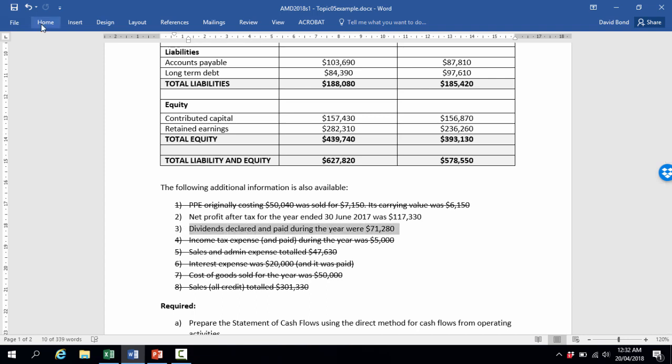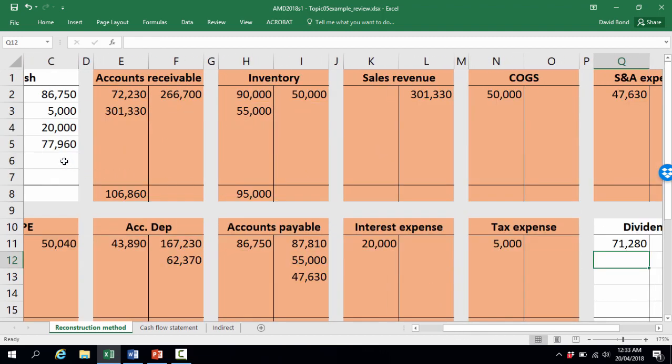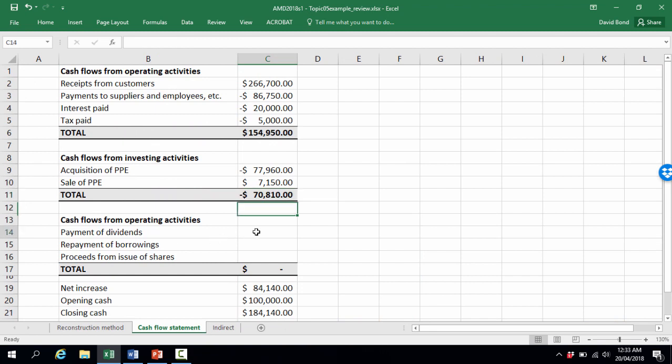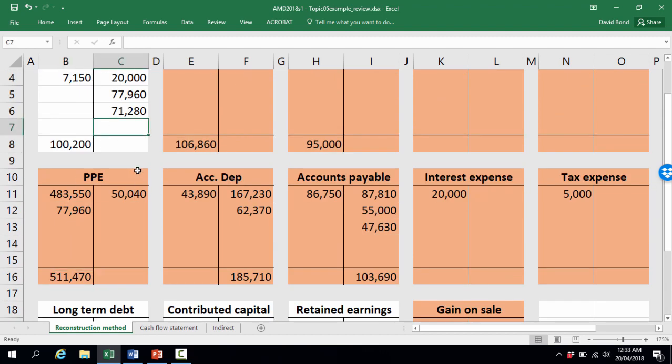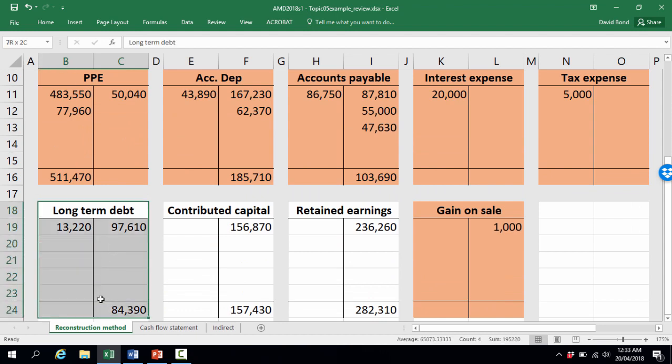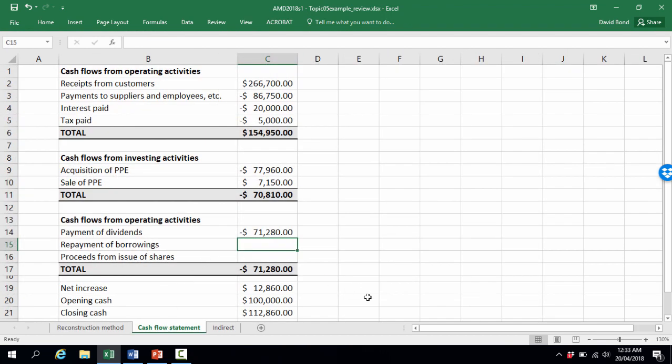So that would be debit dividends, credit cash. So debit dividends 71,280 and credit cash 71,280. And we might as well, while we're doing it, put it in the cash flow statement. Payment of dividends 71,280. Long-term debt decreases, but there's no other information, which means there is 13,220 debited, which for a liability means it's decreasing, and that would be credit to cash 13,220. And we can highlight that out because we've dealt with it. And 13,220 is repayment of borrowings.